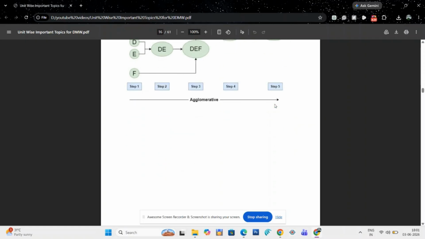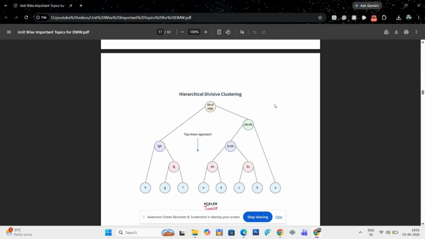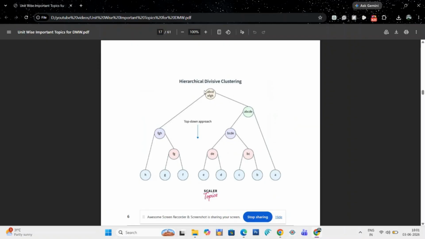Okay, so that's it. And next is hierarchical divisive clustering in which we get A, B, C, D, E, F, G, all the data points, and we divide them like merge sort. Okay, in merge sort what we do is we take a particular array and divide it. So the same applies here.